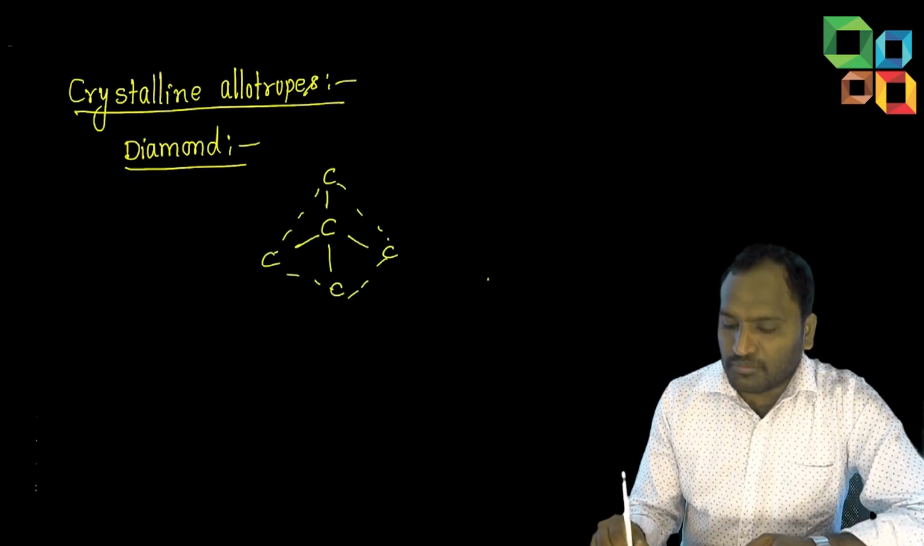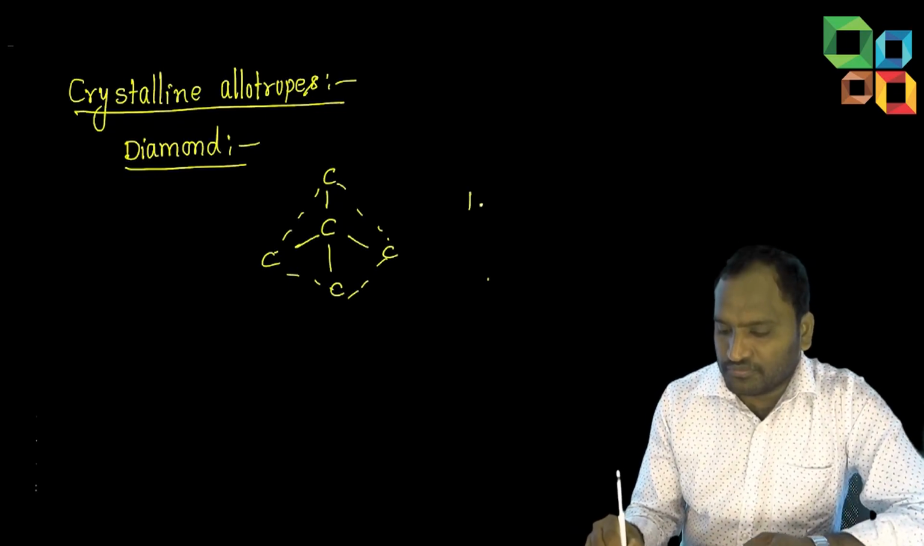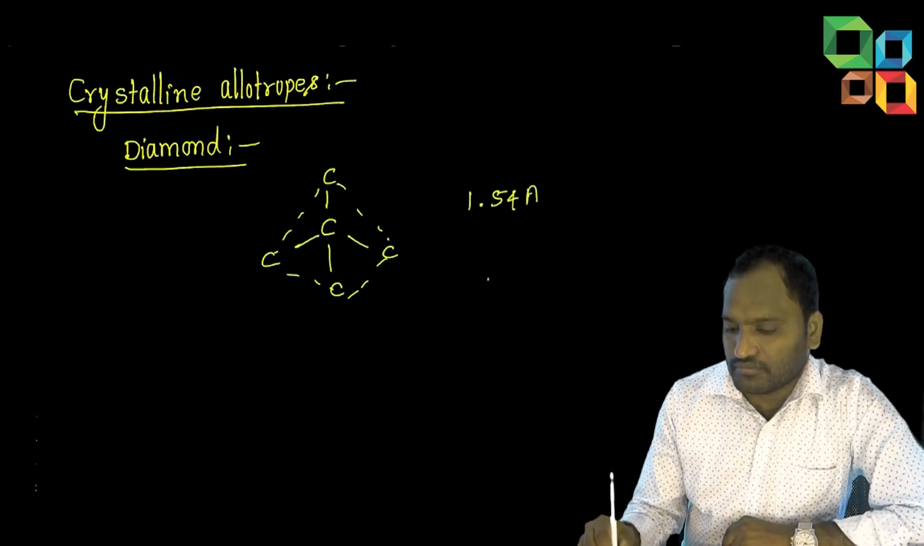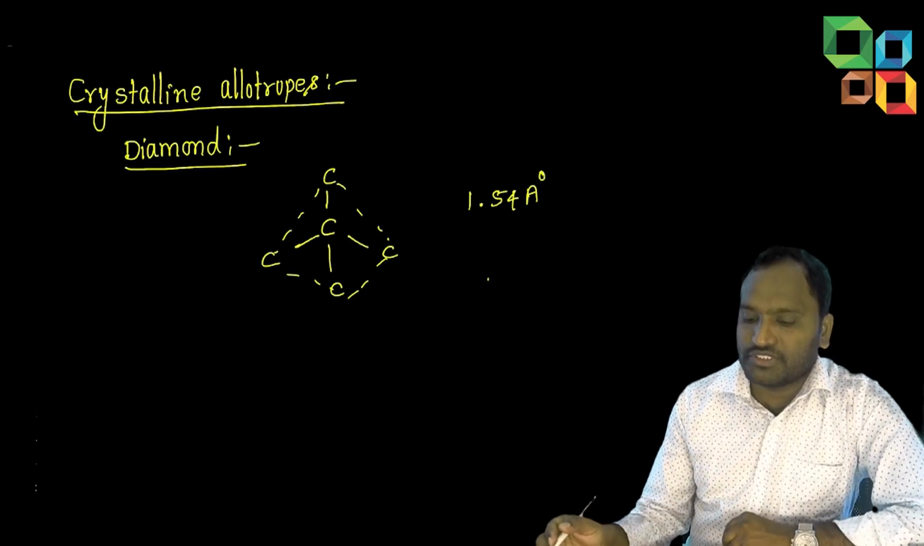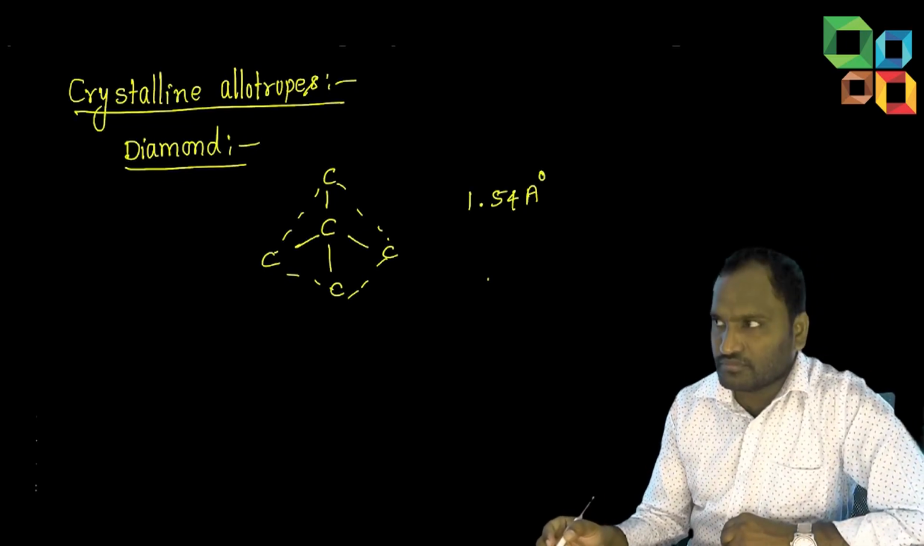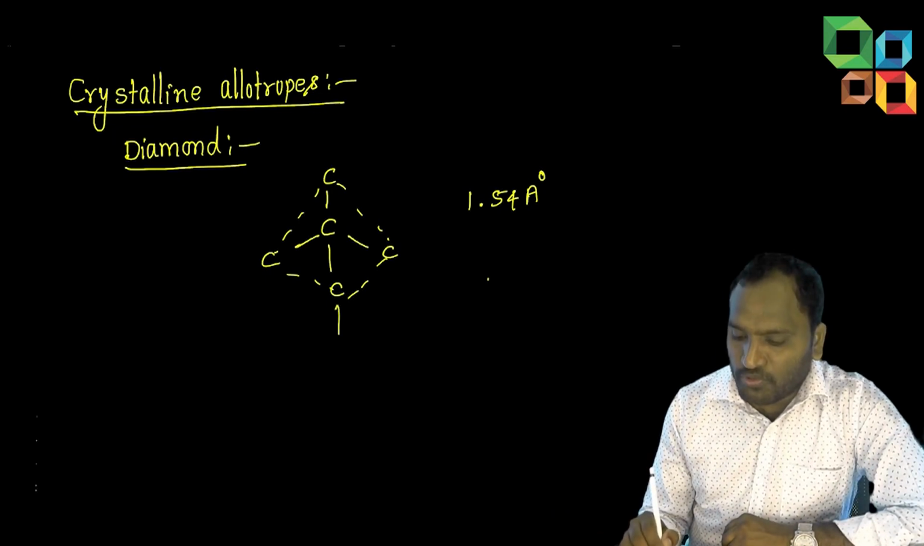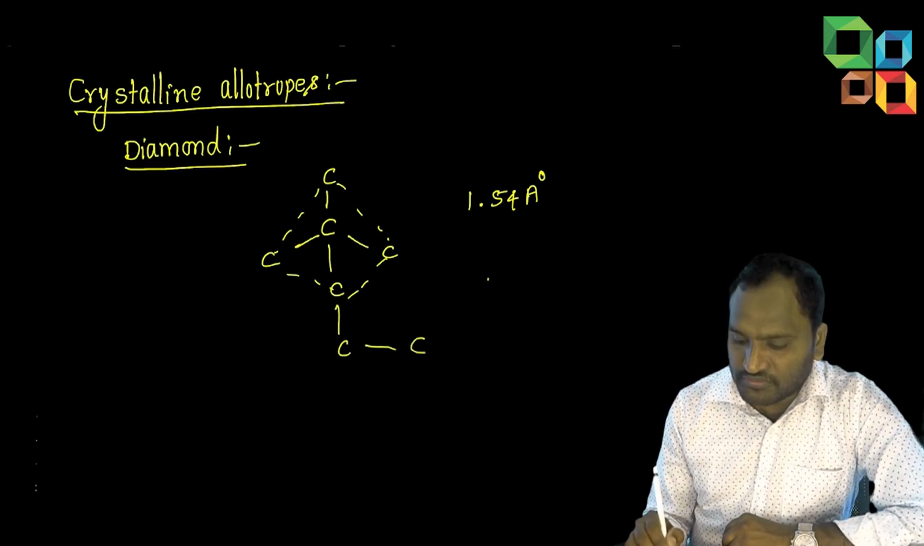The bond length between carbon atoms is around 1.54 angstrom units. And one more point related to diamond, students.